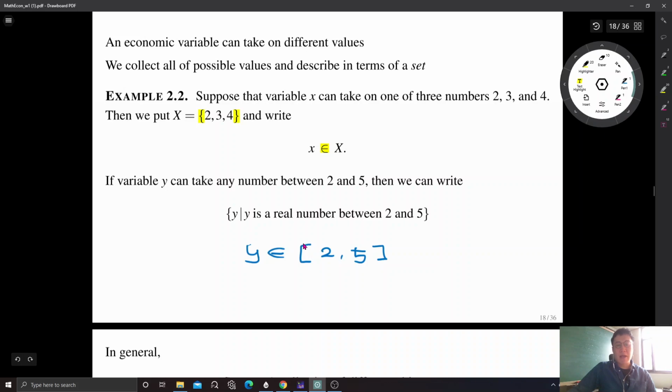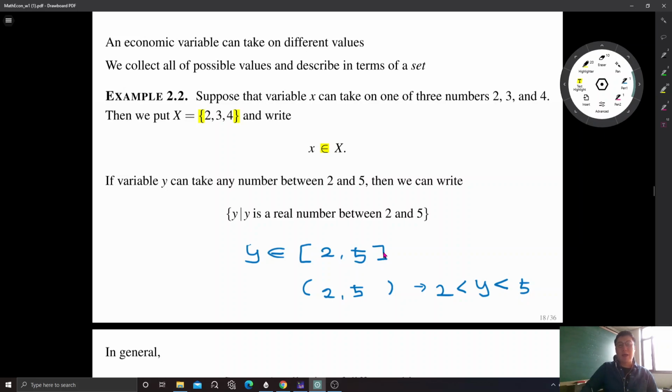Now, I take a parenthesis, which denotes an interval in mathematics. So when we express an interval, we use a bracket or parenthesis. This parenthesis means this is an interval between 2 and 5, but the boundary points 2 and 5 are not included in the set. So y can be any number between 2 and 5, but y is strictly larger than 2 and strictly less than 5. The boundary points are not included in the set.